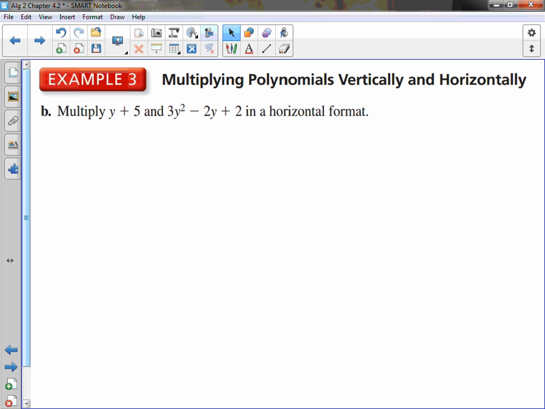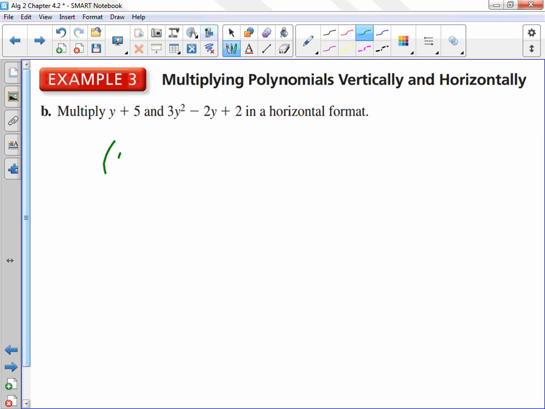I mean, we could see more terms. Yeah. So we look at this one here. Now we have y plus 5 times 3y squared minus 2y plus 2. So this one's different because the binomial is in front, the trinomial is in back.